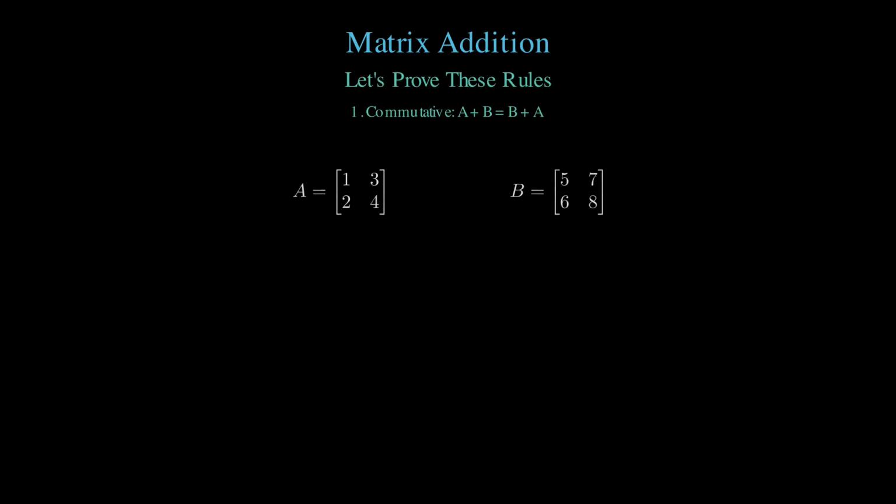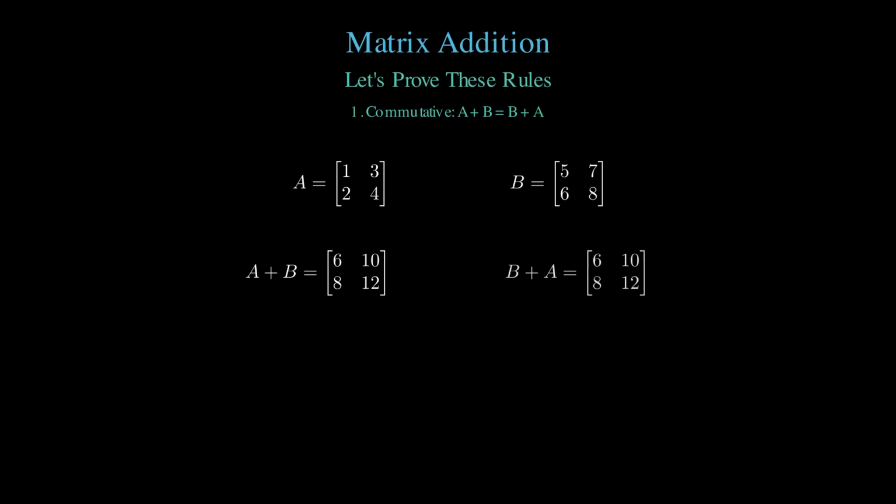Here's A and B side by side. Let's compute A plus B and B plus A. As you can see, both give the same result, so A plus B equals B plus A.